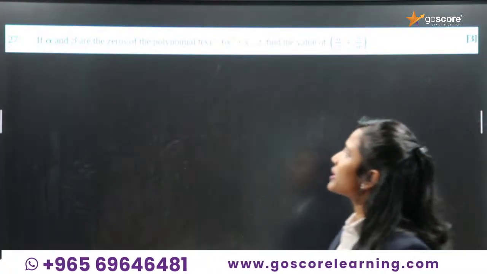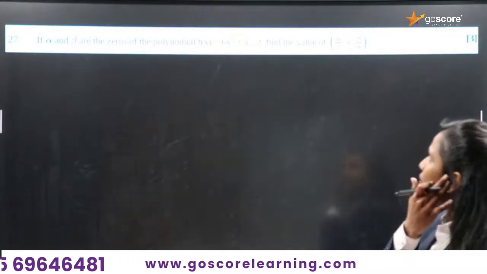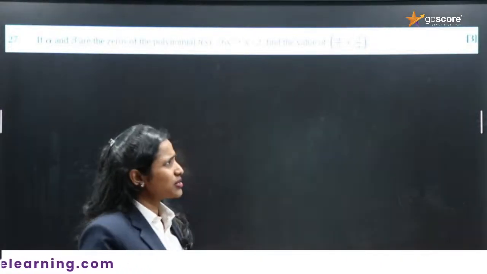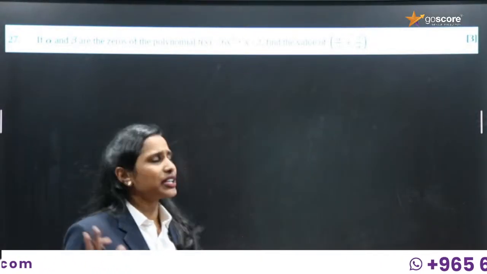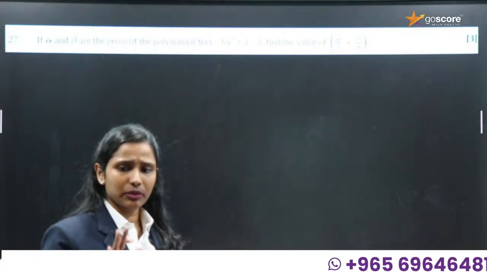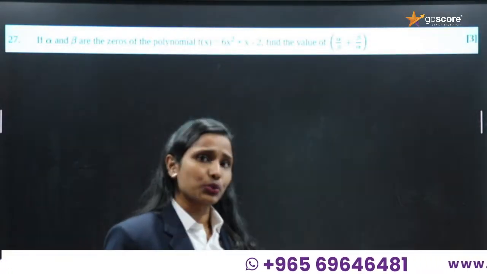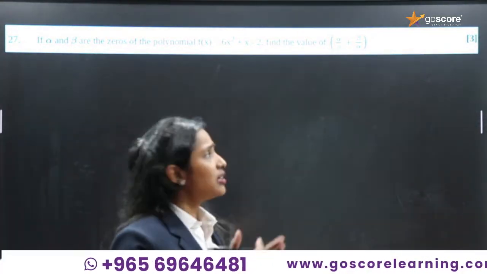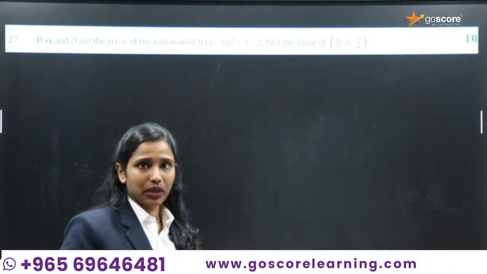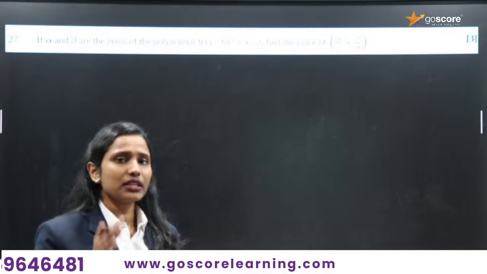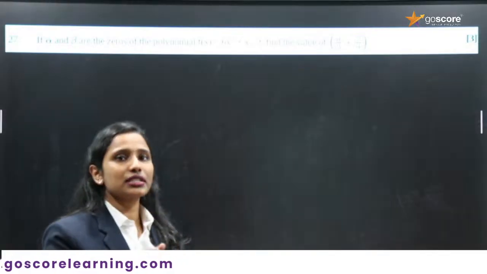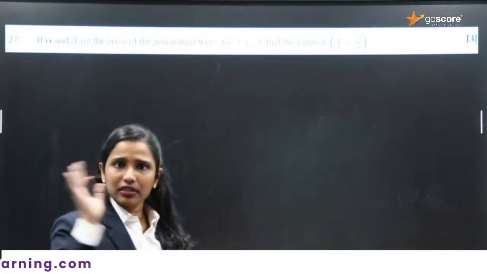If alpha and beta are the zeros of the polynomial f of x equal to 6x square plus x minus 2, find the value of alpha by beta plus beta by alpha. Okay, we will be having this question 100% of the time. This is the relationship between the zeros and the coefficients of a quadratic polynomial. So it's a sure question, and we have discussed this chapter and all possible questions in the previous live sessions. So if you want, you can go and check that.